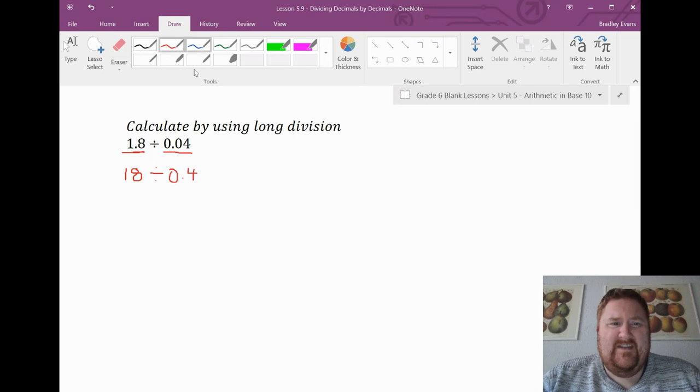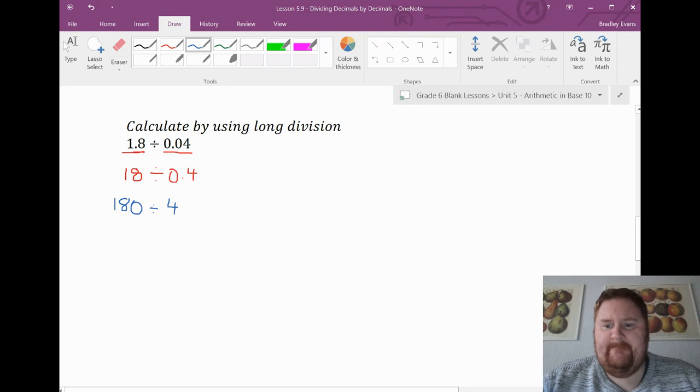However, I still have this pesky decimal place. Let's get rid of it. I'm going to multiply both of them by 10 again. 180 divided by 4. Now I have two simple whole numbers. That means I can use my long division. Pause here and solve it.